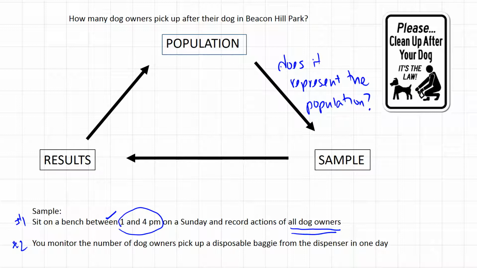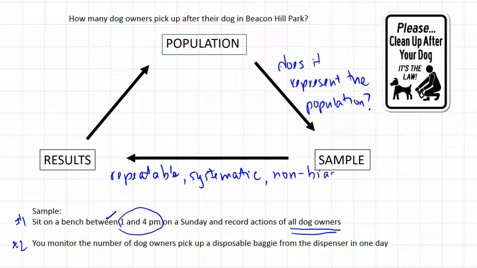Now, going from sample to results, is the sample repeatable? If you took the sample again, would you get the same results? So if it's repeatable and it has been done systematically, that's what we're looking for to get good results. And it has to be non-biased.